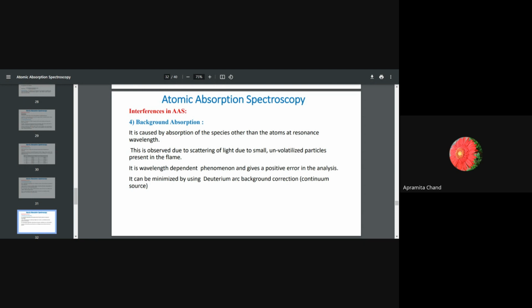So there might be some particles which are not being volatilized, and if they are present in the flame they will give you the absorption, but it will not be that of the species of interest. But this is a wavelength dependent phenomenon and it can give a positive error in the analysis, so it can be minimized if we are using a background correction. In this case you can use a continuum source in the form of a deuterium arc and you can minimize such background absorption.